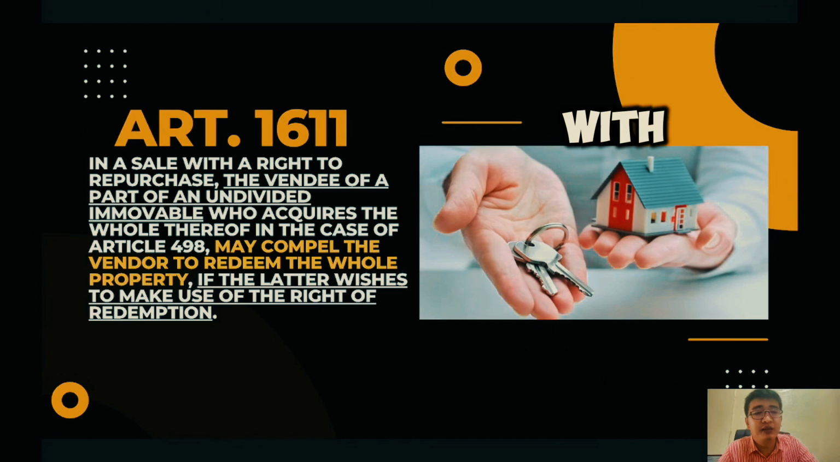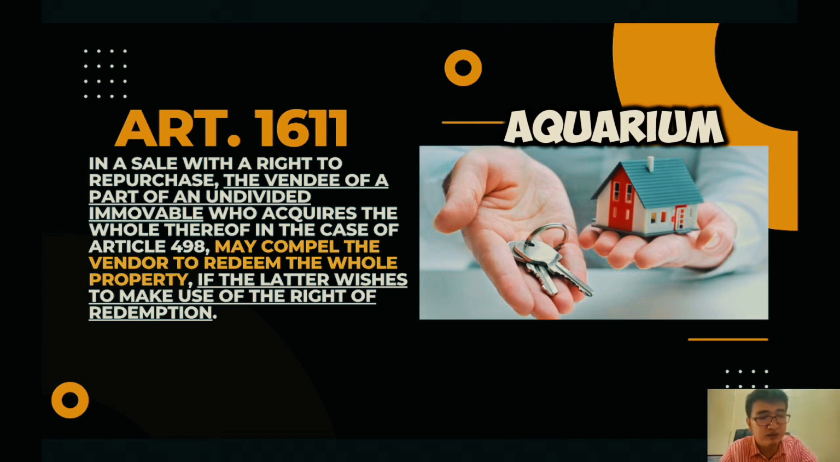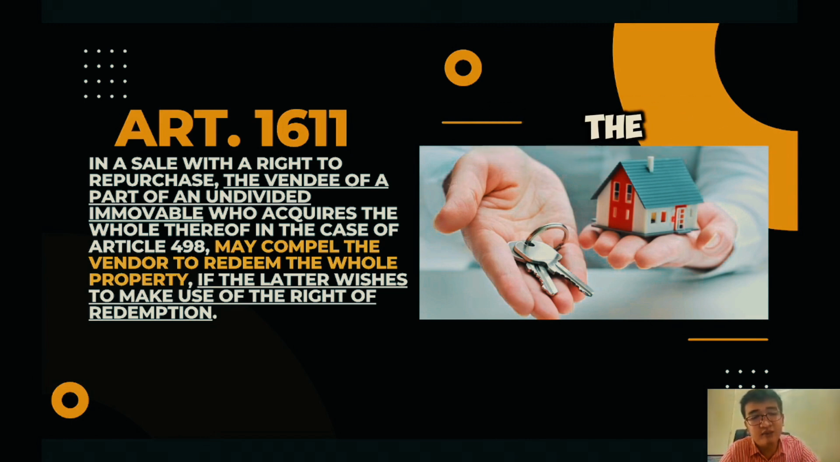Article 1611, in a sale with the right to repurchase the vendee of a part of an undivided immovable, okay, so the buyer of a part of an undivided immovable who acquires the whole thereof may compel the vendor to redeem the whole property if the latter wishes to make use of the right of redemption. Okay, meaning that if it's a sale, pacto de retro, and the vendee acquired the part of that undivided immovable, let's say for example, a piece of land, na-acquire niya yung, let's say for example, 100% yung buong lupa, na-acquire niya yung 50%, he may compel the vendor to redeem the whole property if the vendor wishes to make use of the right of redemption.